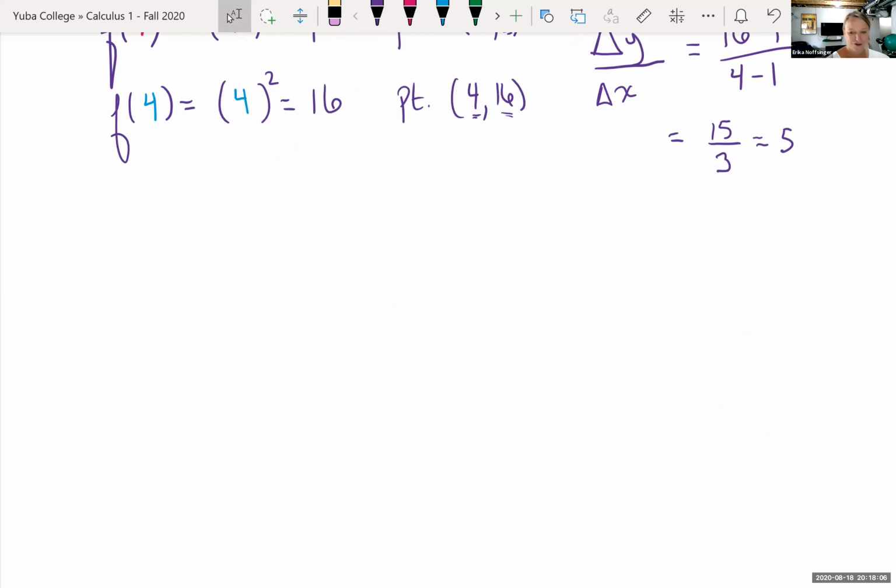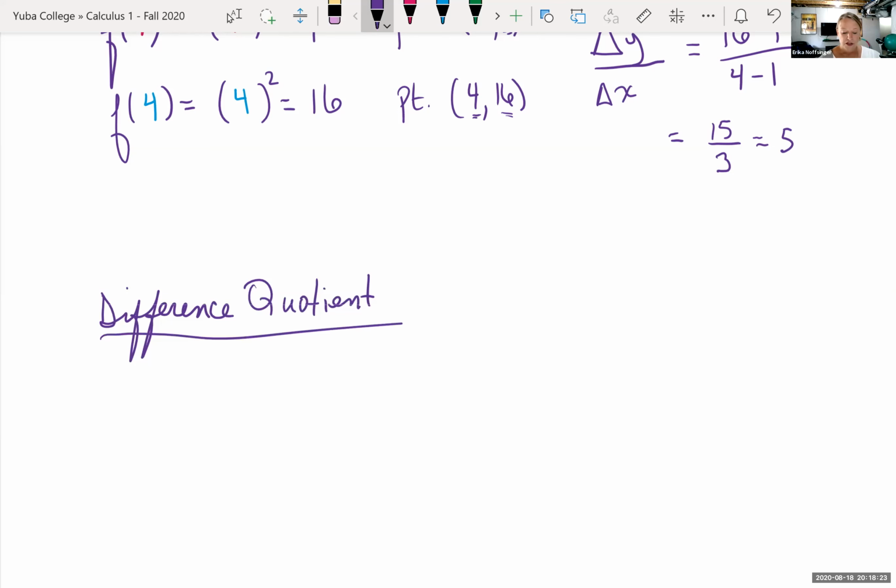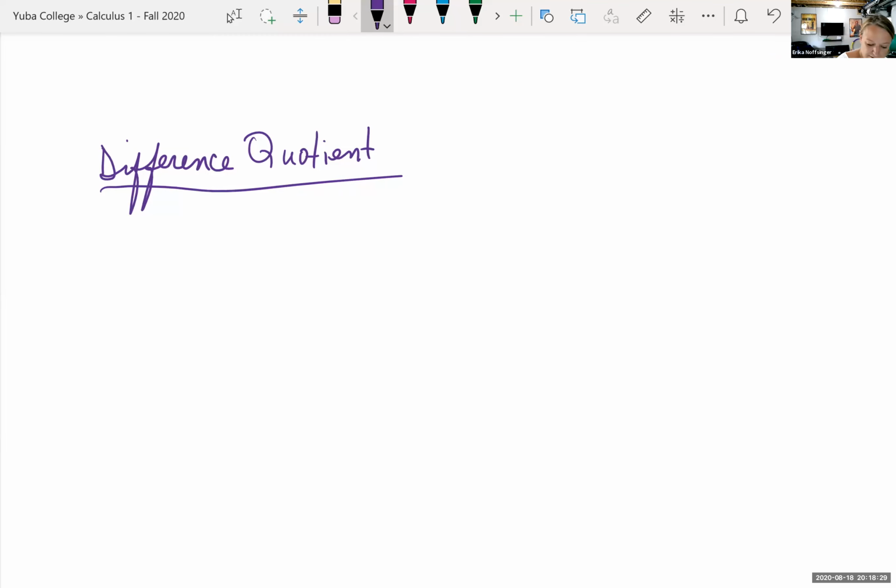So I don't know if you guys remember the difference quotient. This is something that we'll be using, and it's part of the definition of a derivative, which we'll be talking about probably in a couple weeks. So the difference quotient basically says if you have some function, f of x, and you wanted to find the change of y over the change of x.